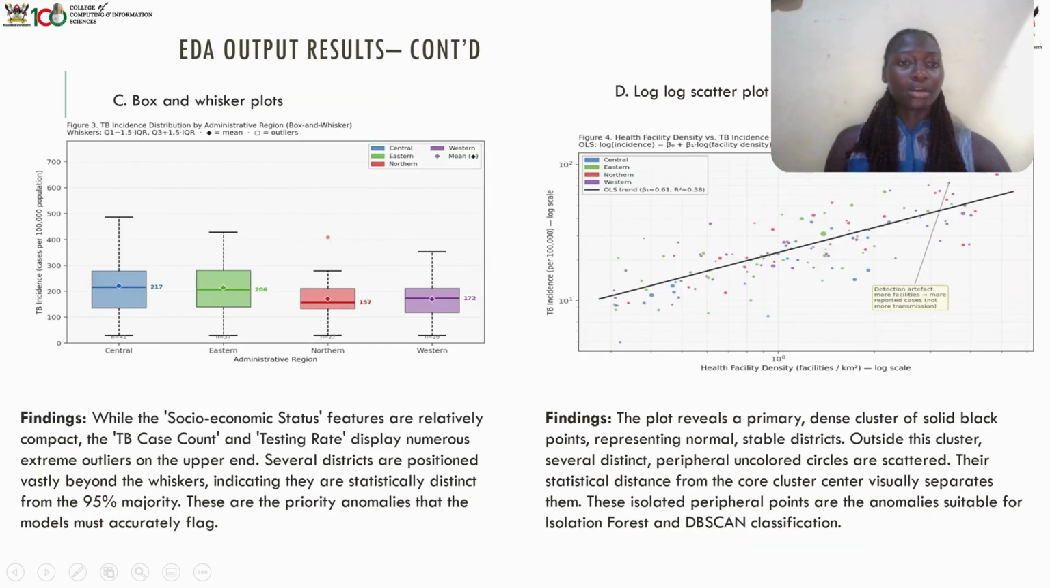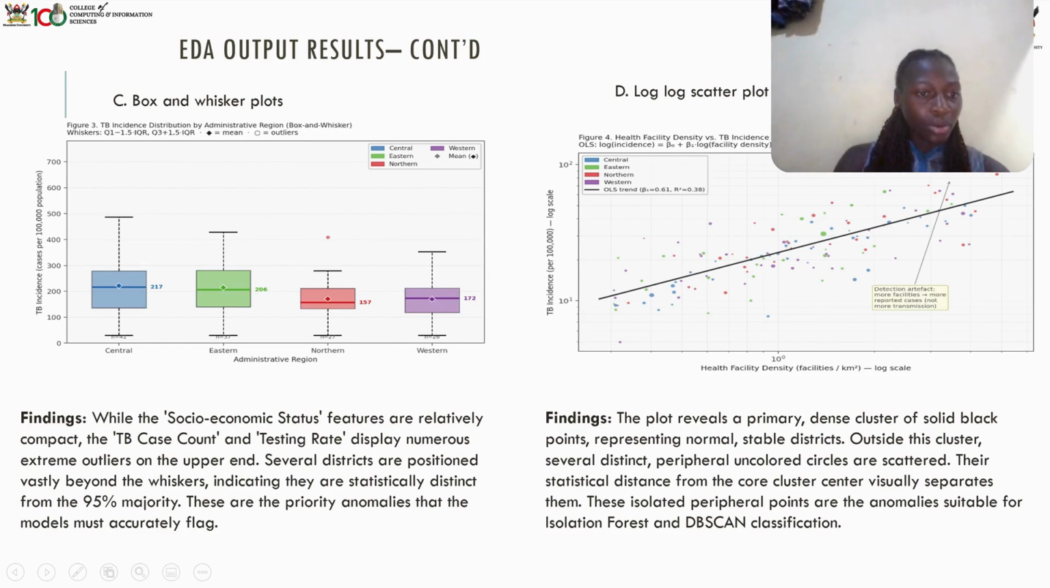And then another idea is the box and whisker plot, whereby we have TB incidence cases against the administrative region, and we notice that the central region has high TB incidence, followed by the eastern, the northern, and then the western.